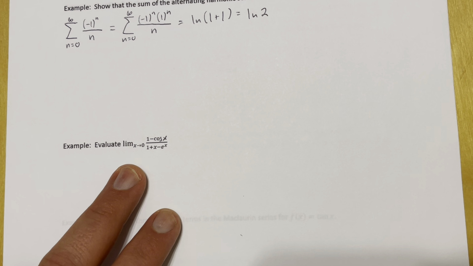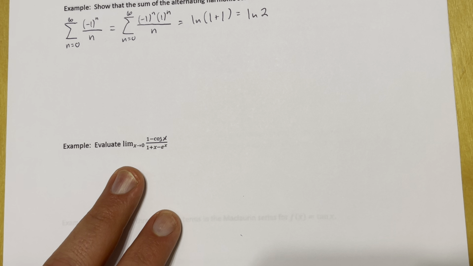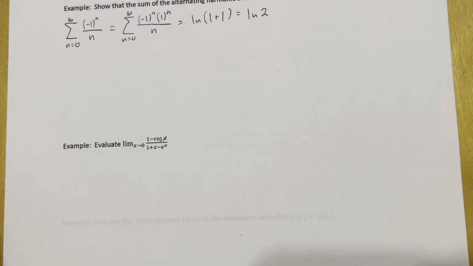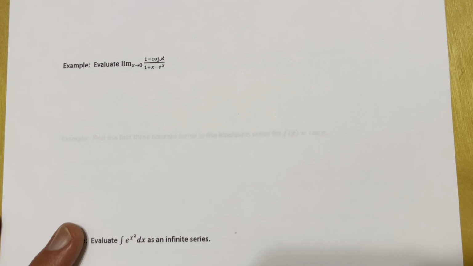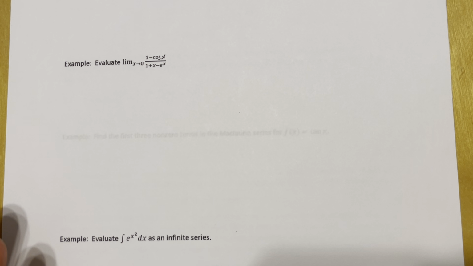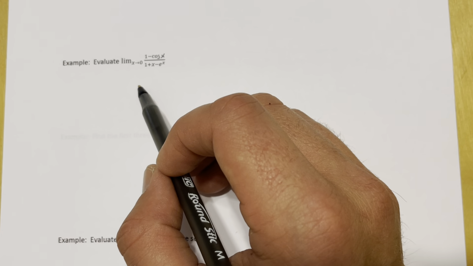This is a limit problem, and it's a limit problem that we don't actually need Taylor series and Maclaurin series to be able to do. We can evaluate this using L'Hopital's rule. It would take a couple of applications of it, but it's not a hard one to do. The purpose of this example is to show you that Maclaurin series for functions gives you an alternative approach to evaluating limits of this type.